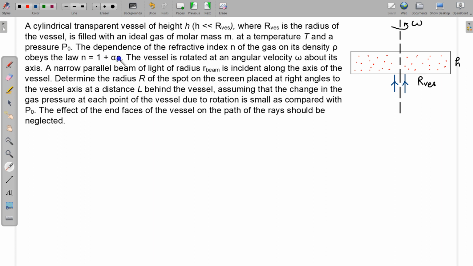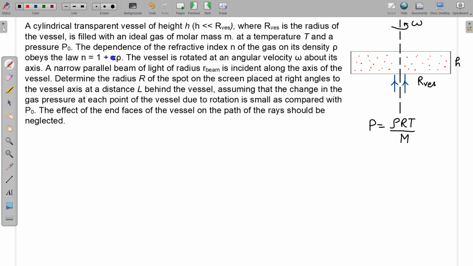And why will the density vary in this gas? Because of this rotation the pressure will vary, and we know the relation between pressure and density for an ideal gas. This is P is equal to rho RT by m. So pressure at different points will be different, and according to that the density at different points will be different radially. If density varies, then from the expression of refractive index, the refractive index will vary with the density. So we will have a radial variation of refractive index.